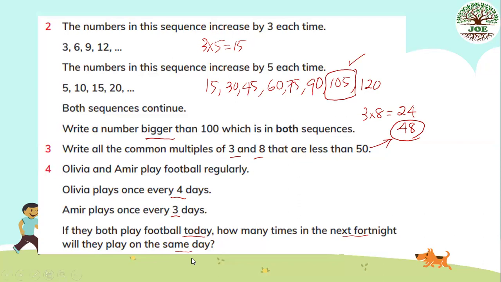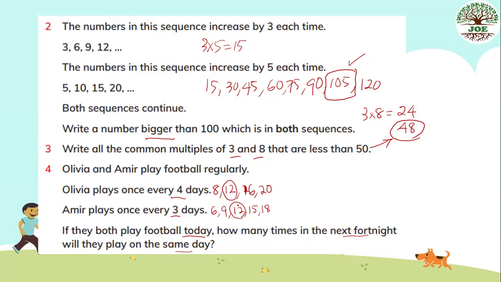So the common multiple of 3 and 4 is 12. Okay, let's check. Multiples of 4 are 4, 8, 12, 16, 20. Multiples of 3 are 3, 6, 9, 12. Okay, we can see 12 is a common multiple of 3 and 4.